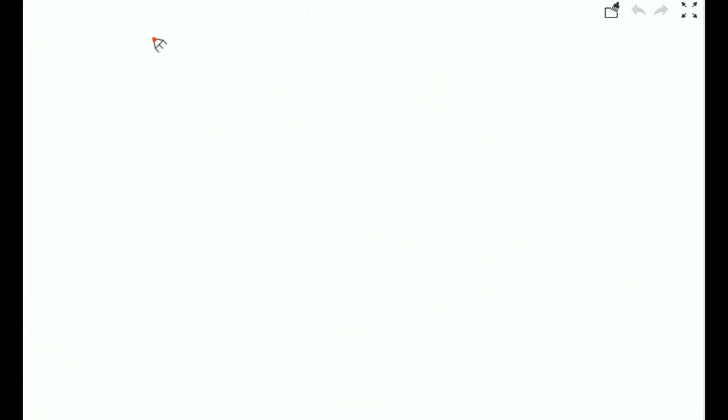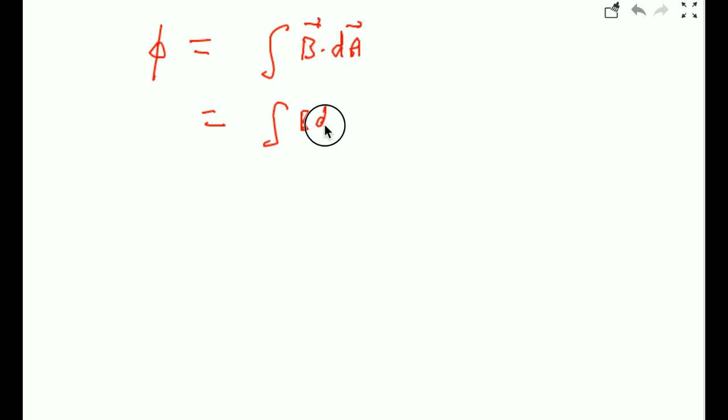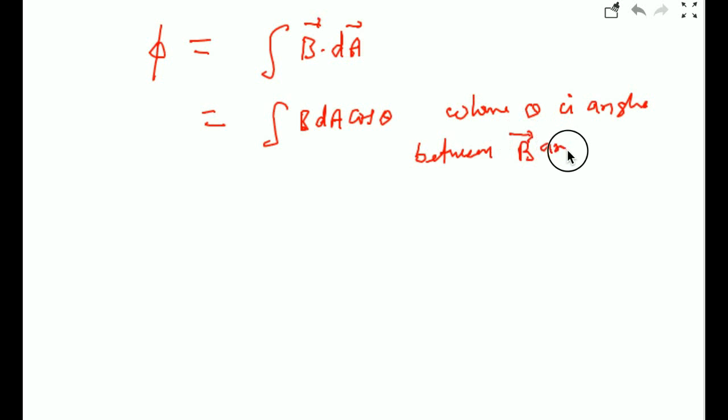So what is the definition of the flux? Flux is B dot dA. You can write B dA cos theta, where theta is the angle between the magnetic field and the area vector. You can also write A B cos theta.